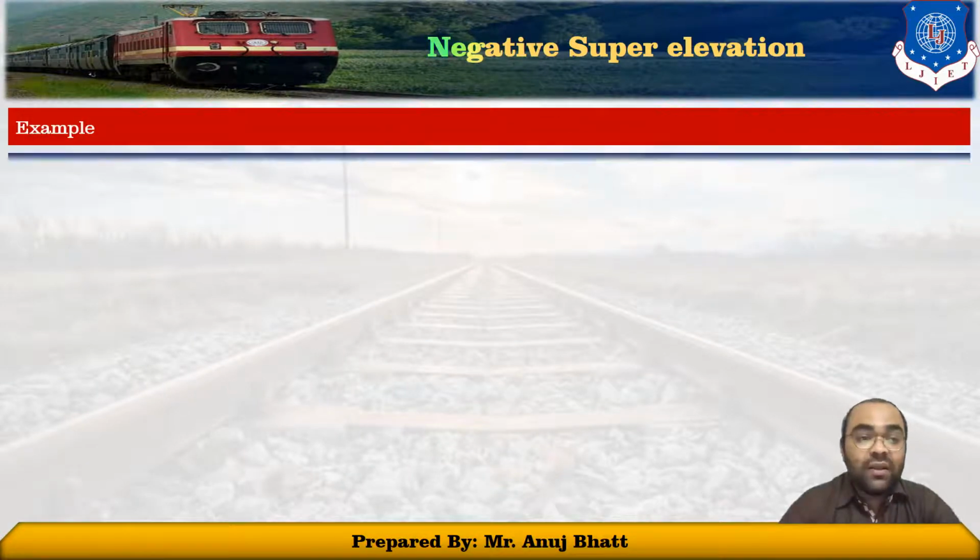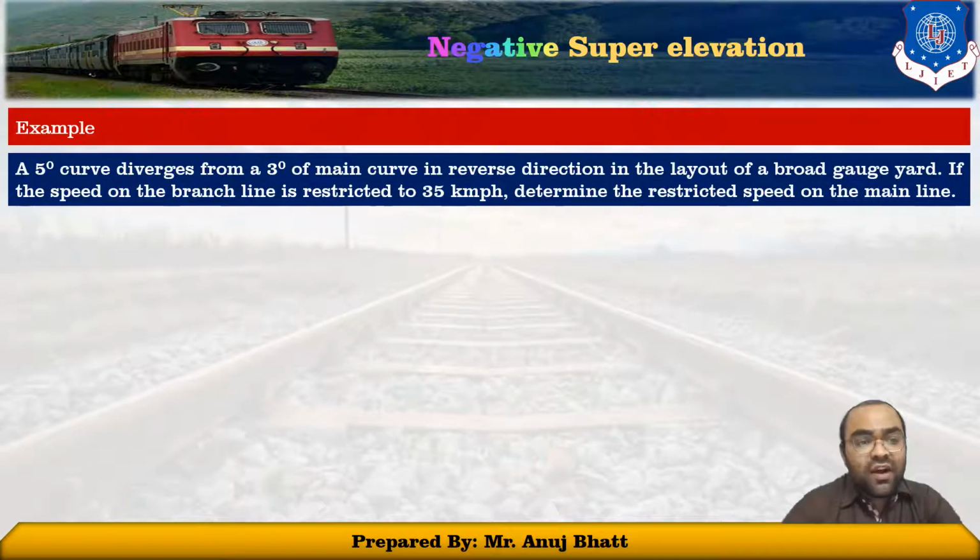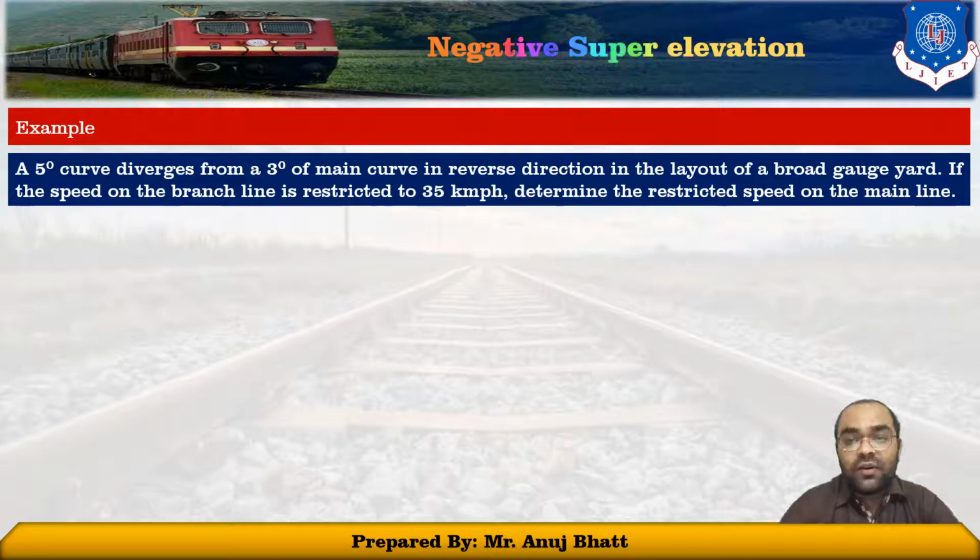Well, another example: a 5-degree curve diverges from a 3-degree main curve. In reverse direction, in the layout of the broad gauge yard, if the speed on the branch line is restricted to 35 km per hour, we have to determine the restricted speed on the main line. In the previous lecture the data of the main line was given, but in this example we are given the data of the branch line.